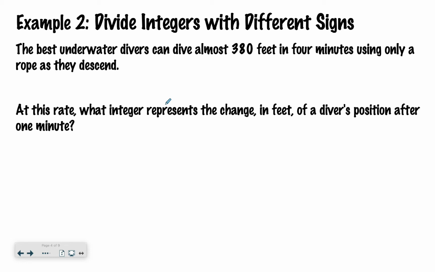The best underwater divers can dive almost 380 feet in 4 minutes using only a rope as they descend. At this rate, what integer represents the change in feet of a diver's position after 1 minute? So in order to figure that out, I know that I have 380. It's being divided by 4. That would tell me how many feet the diver goes in 1 minute. So for those of you that maybe don't remember how to divide, you can do some long division if you would like, or maybe you learned a different way.